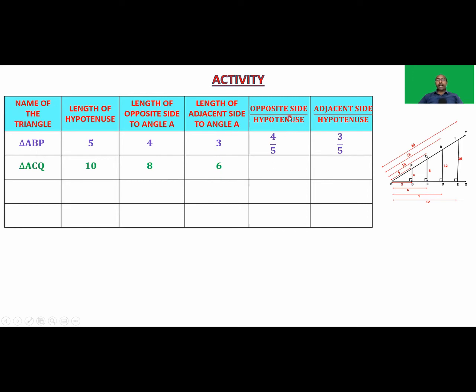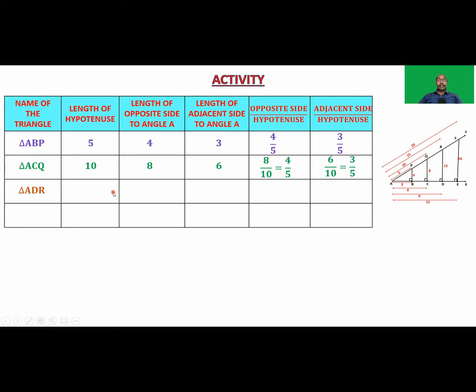Now the ratio between opposite side to hypotenuse is 8/10. Opposite side is 8 and the hypotenuse is 10. So we have 8/10, and we can simplify it as 4/5. And the ratio between adjacent side to hypotenuse is 6/10, which is equal to 3/5. And now take the third triangle ADR.